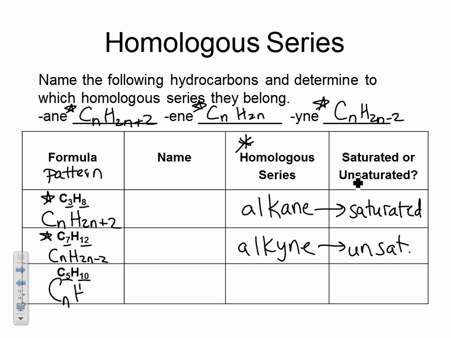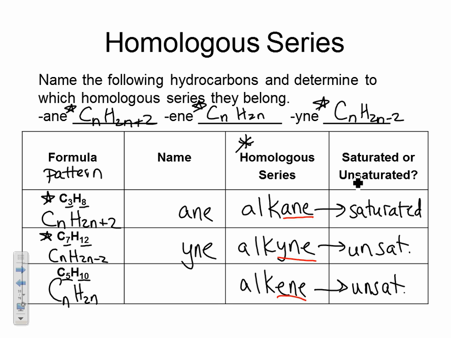So this is simply CnH2n. Based on the fact that it fits that pattern, it's an alkene, which by definition is also unsaturated. Now, in terms of naming these compounds, I'm going to take the suffix from the homologous series and make it the suffix for the compound.